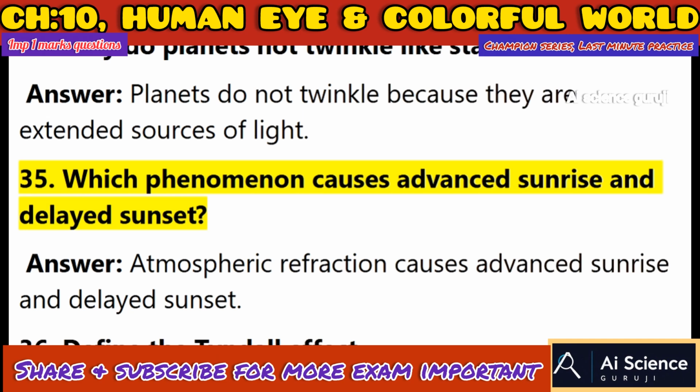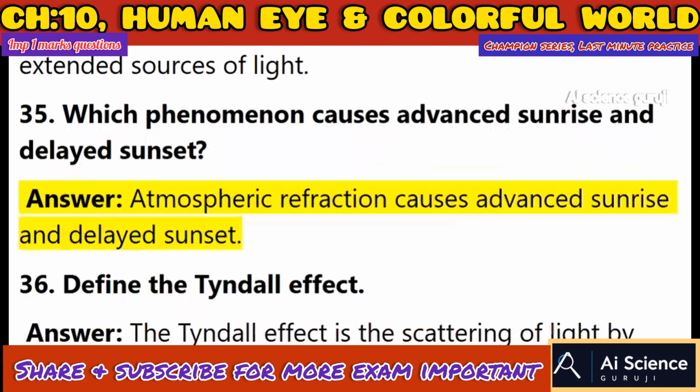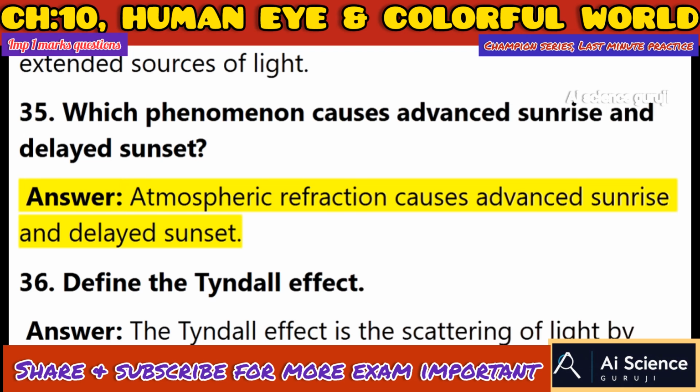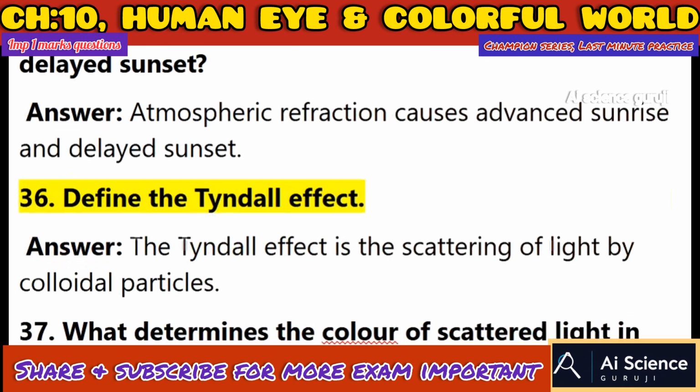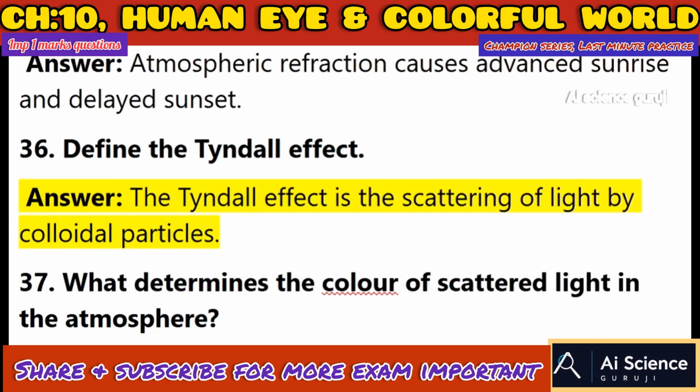35. Which phenomenon causes advanced sunrise and delayed sunset? Answer: atmospheric refraction causes advanced sunrise and delayed sunset. 36. Define the Tyndall effect. Answer: the Tyndall effect is the scattering of light by colloidal particles.